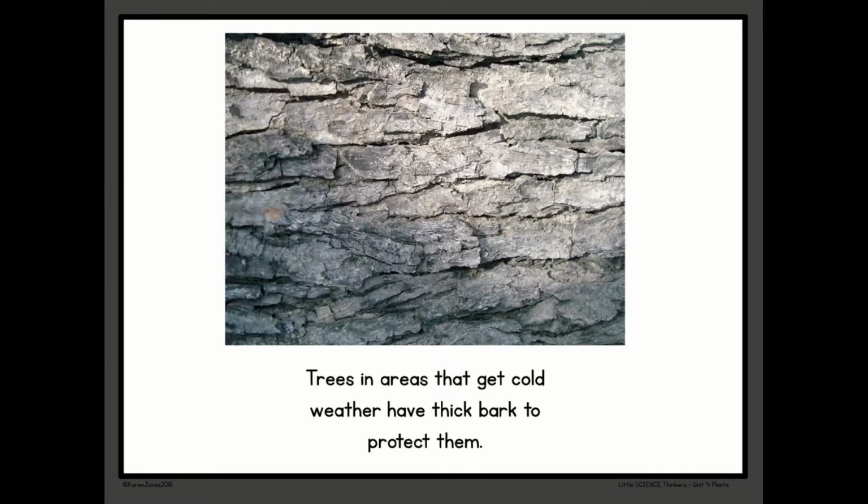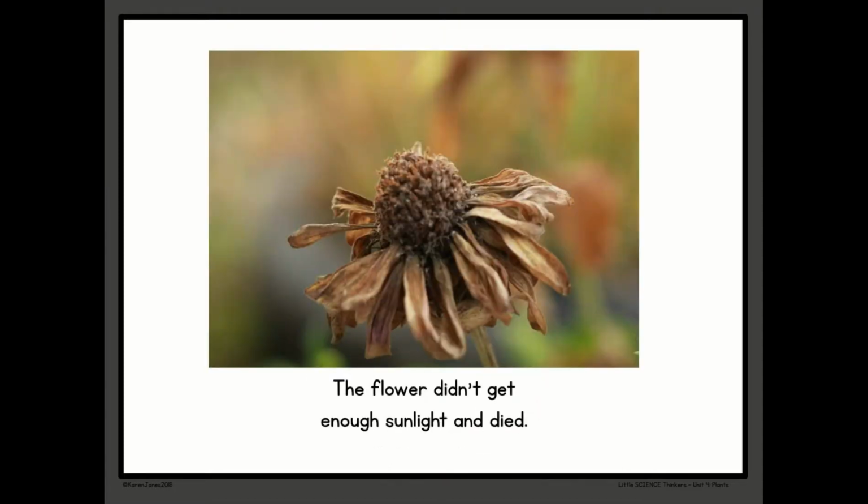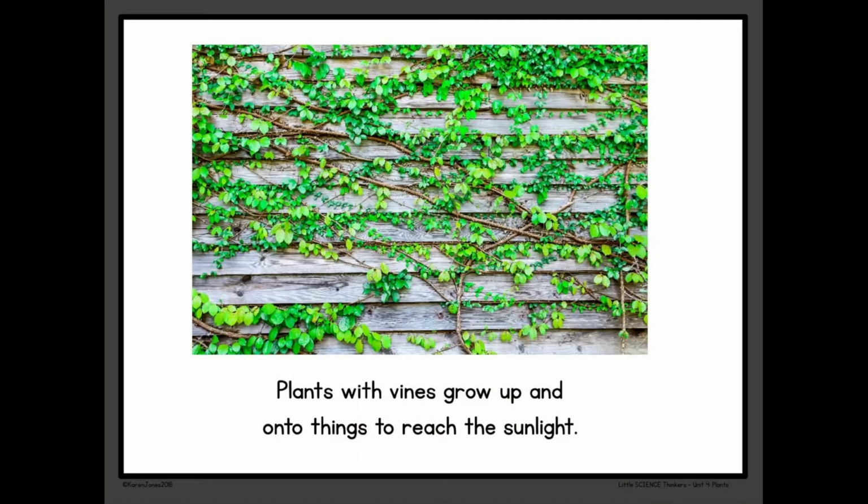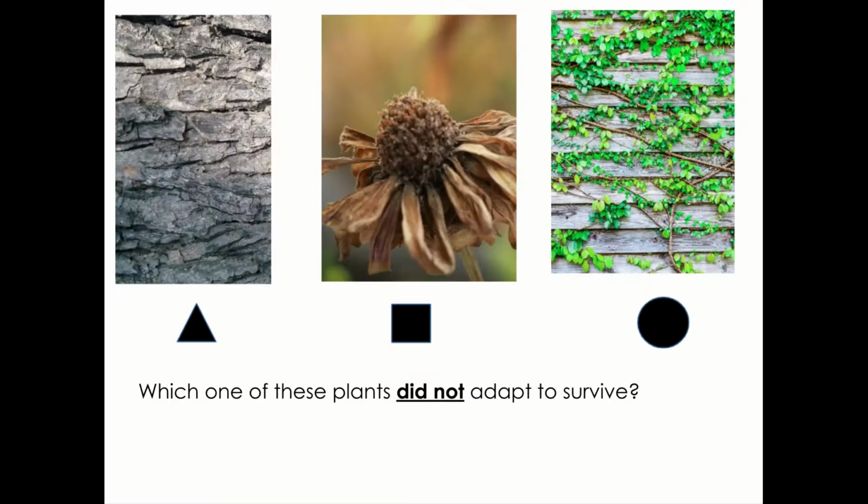Trees in areas that get cold weather have thick bark to protect them. The flower didn't get enough sunlight and died. Hmm. Plants with vines grow up and onto things to reach the sunlight. Same question. Which one of these plants did not adapt to survive? Choose the shape under the picture showing which plant did not adapt to survive.